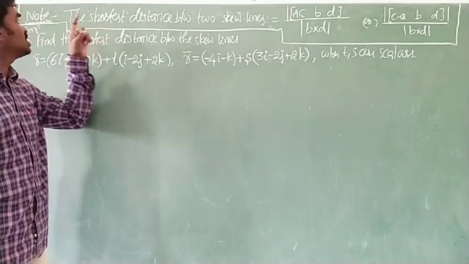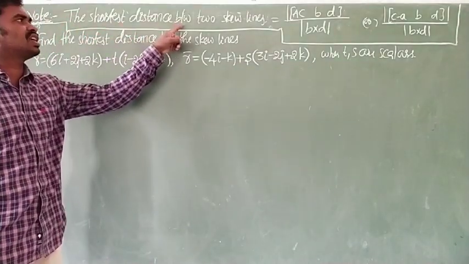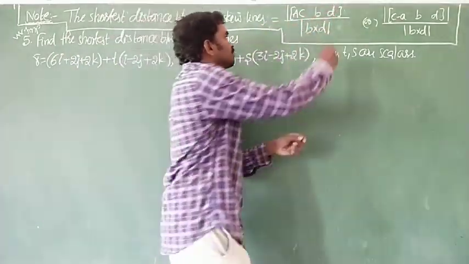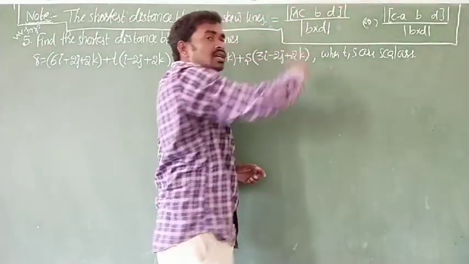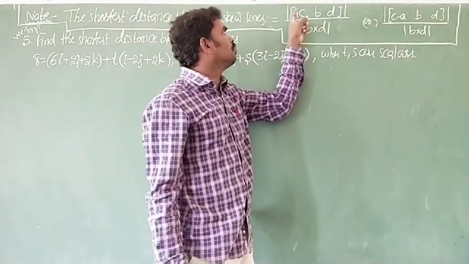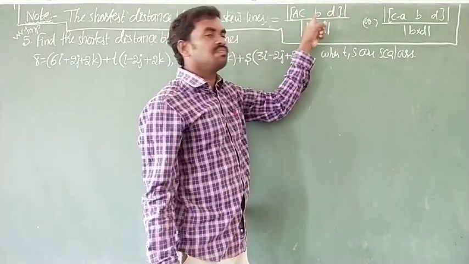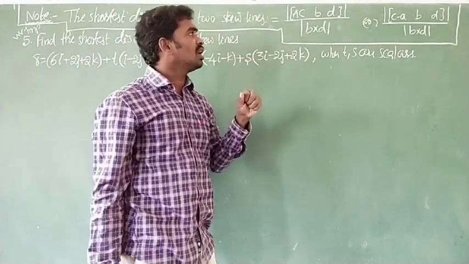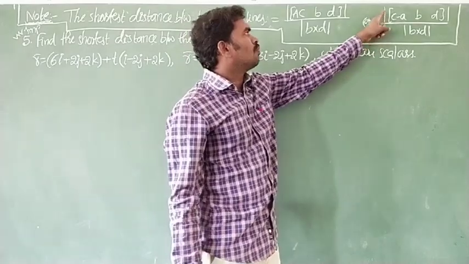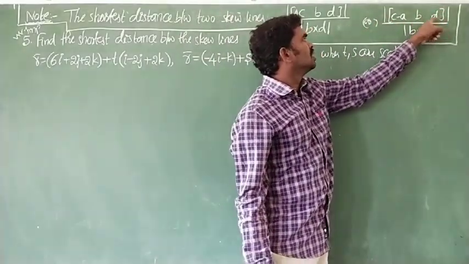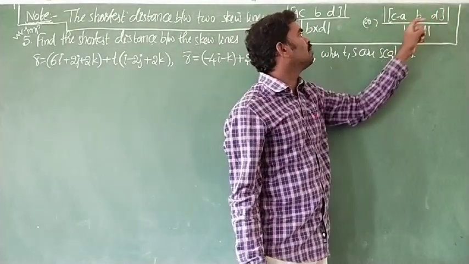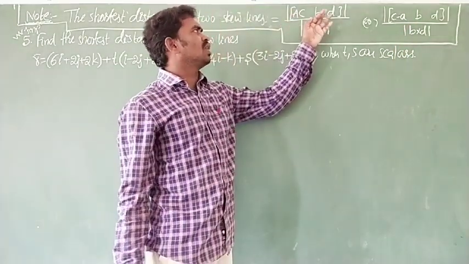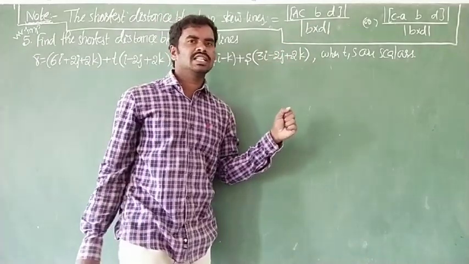One of the formulas is: the shortest distance between two skew lines is modulus of box [AC, B, D] by modulus of B cross D. Or we can write modulus of box [C minus A, B, D] by mod B cross D. Okay, what is AC, what is B, what is D? That can be seen in the problem.